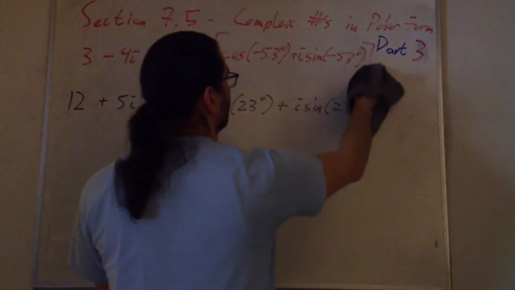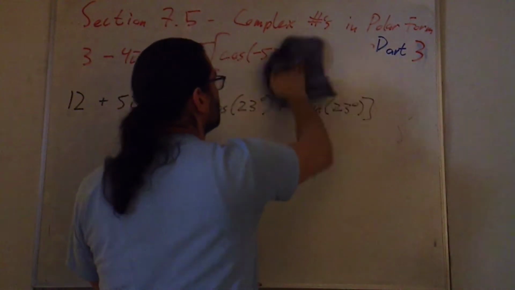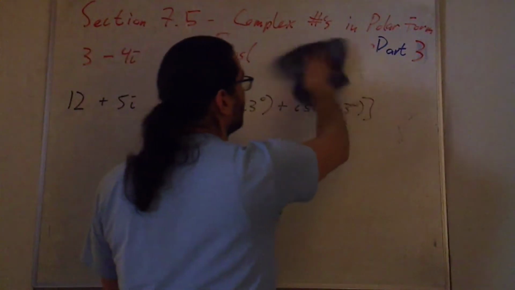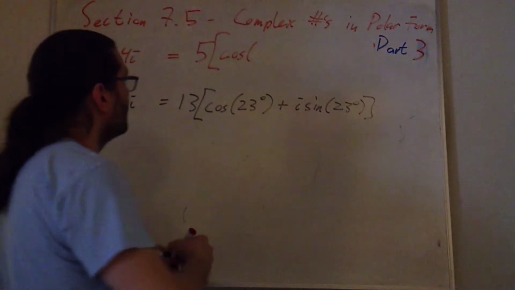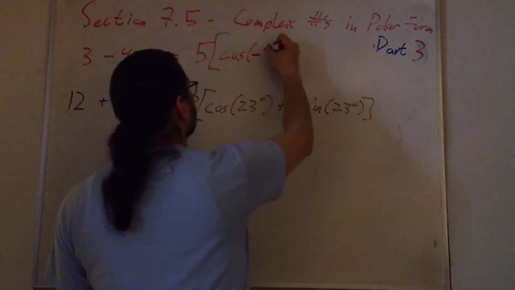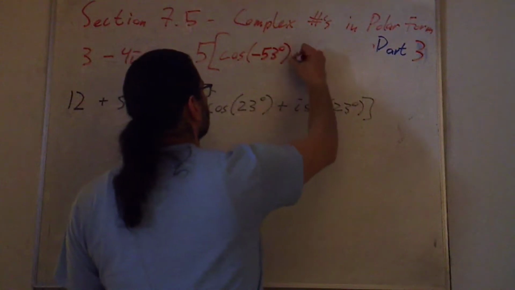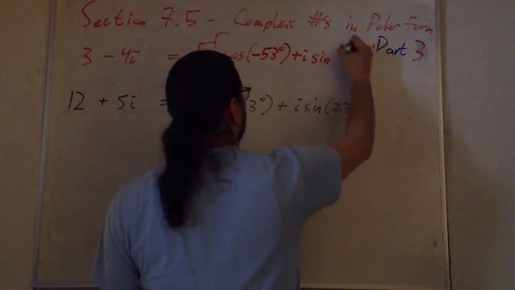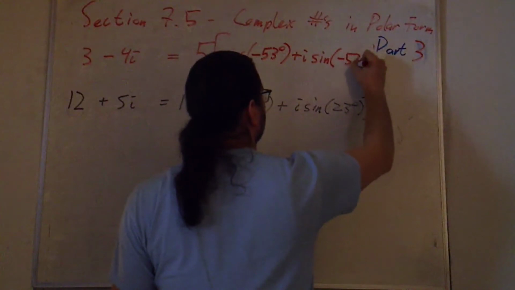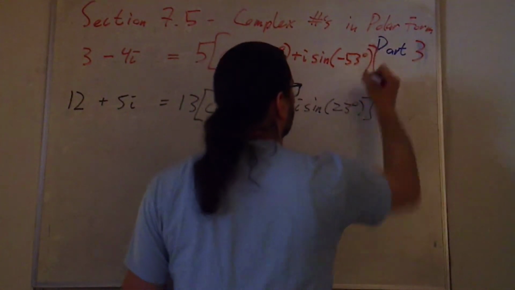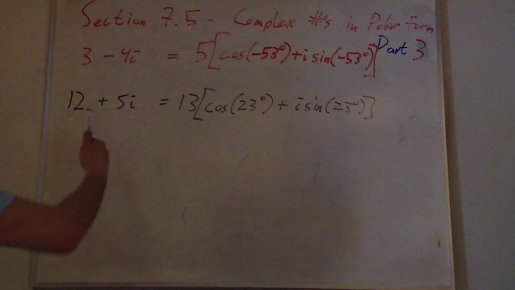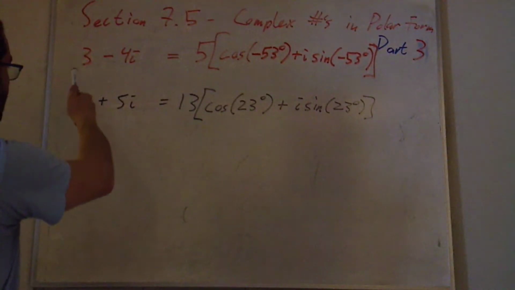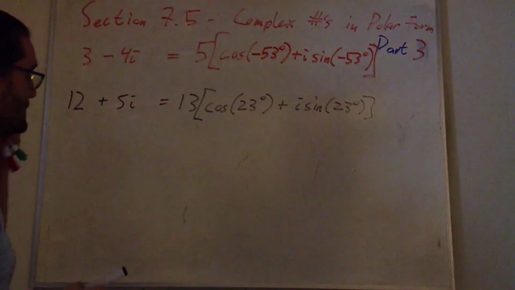I'm going to clean this up a little bit as well, because that looks messy to me and it probably looks worse on a camera. Let's see if the red is behaving a little better now. Negative 53 degrees plus i sine negative 53 degrees. Okay, this is what we're looking at. Next up, I'm going to start doing some math on these guys.